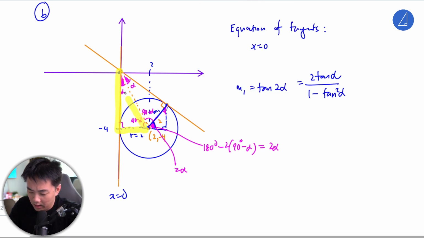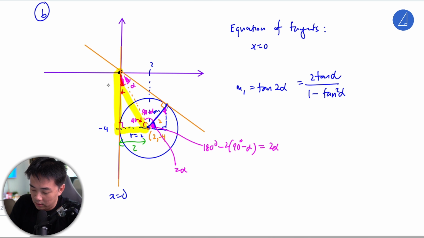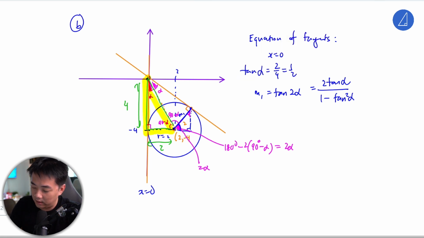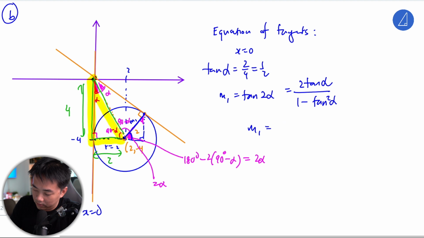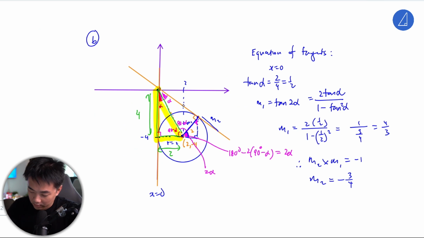So if you want to find tan alpha, the key is here. What we can do is actually just find the opposite length is 2, this length is 4. So from this triangle here, tangent alpha is 2 over 4. Now they are acute, so don't take the negative, just take the length. So in other words, m1 equals to 2 times half over 1 minus 1 half square. So this is 1 over 3/4. So this is 4 over 3. So hence, the gradient of the other tangent, m2, will just be from m1 times m2 equals to -1. m2 will just be -3 over 4. Okay, so that's it. So this gradient is -3 over 4.